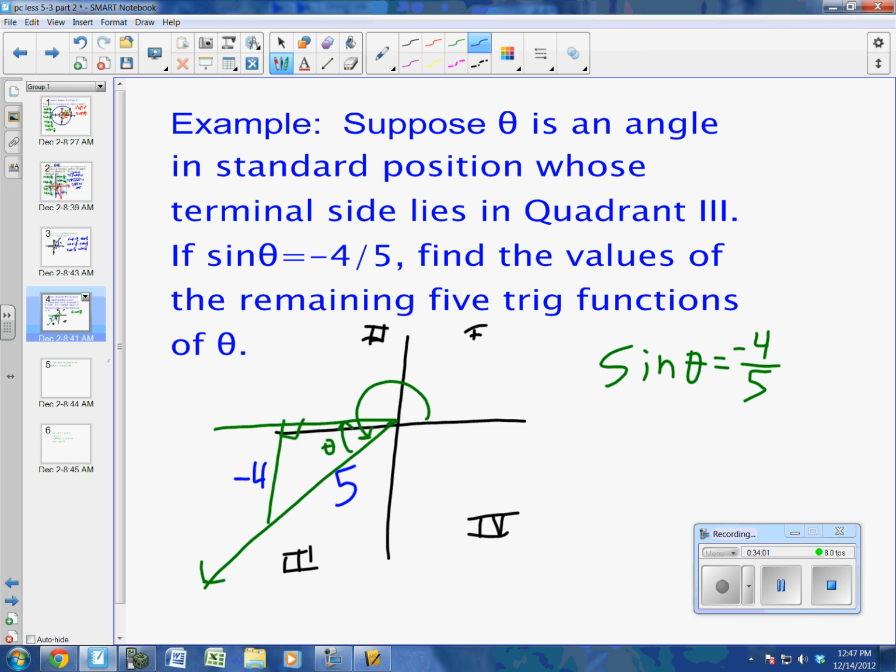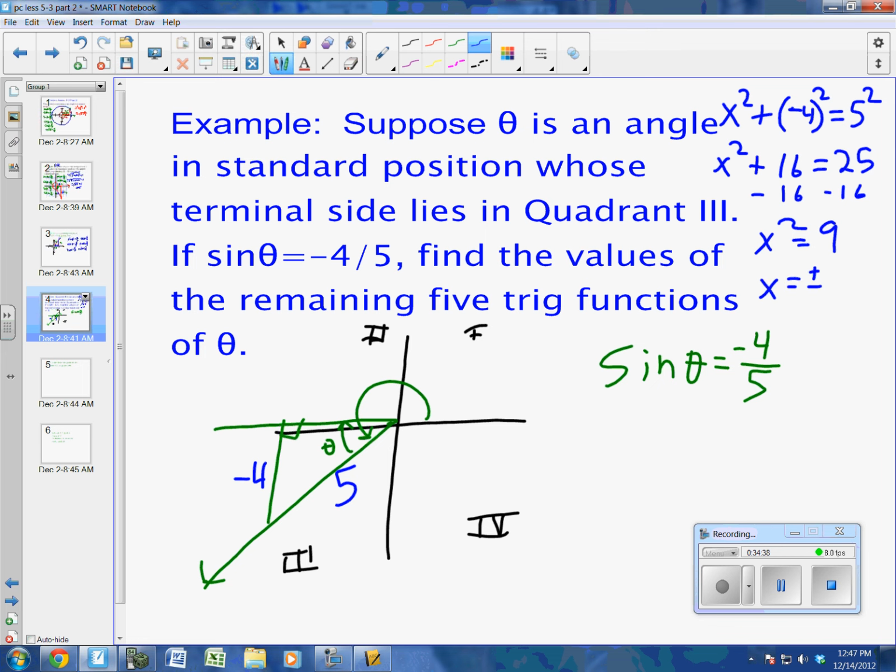Pythagorean theorem. x squared plus y squared, which is negative 4 squared, equals r squared, which is 5 squared. Is this the same thing as a 3, 4, 5 triangle? Yes, it is. Since the hypotenuse is 5 and one leg is 4, the other one has to be 3. The question is, if I subtract 16 from both sides, is it going to be positive or negative? Because I'm going to take the square root of this, and it's going to be plus or minus 3 is my answer.